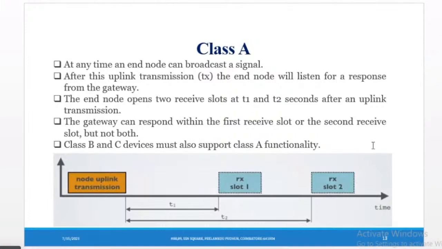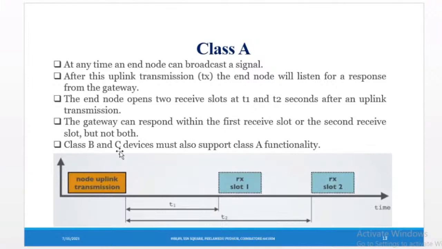It will be queued in your network server only. It will not reach your end node. Okay, so whenever my RX slot 2 opens, only then will the queued downlink arrive at your node side. Okay, so these class A devices I can modify as class B and class C devices. Depending upon the small changes only I have to do.